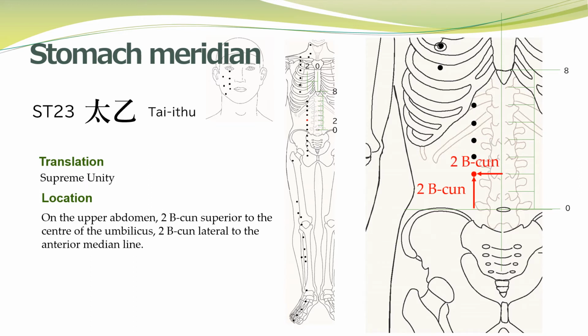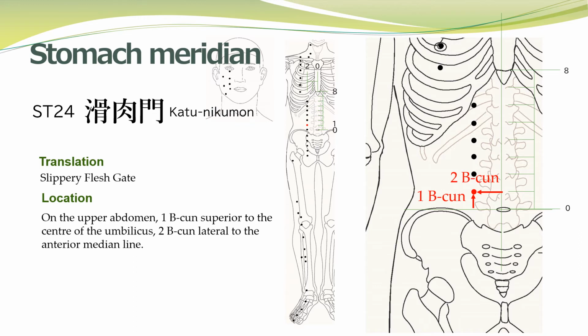ST23. Supreme unity. On the upper abdomen, 2 fcun superior to the center of the umbilicus, 2 fcun lateral to the anterior median line. ST24. Slippery flesh gate. On the upper abdomen, 1 fcun superior to the center of the umbilicus, 2 fcun lateral to the anterior median line.